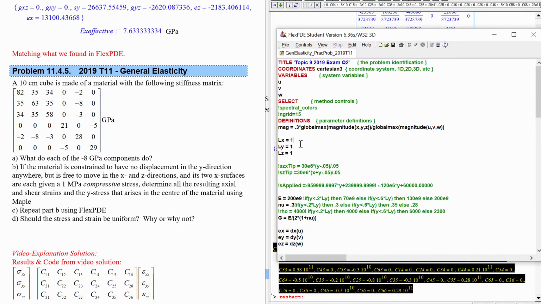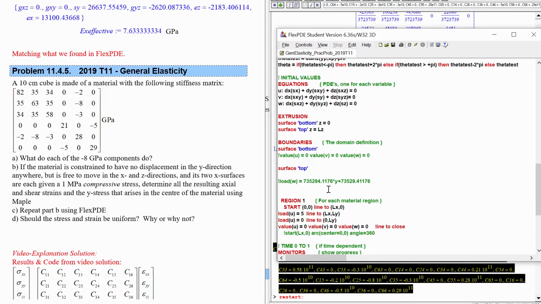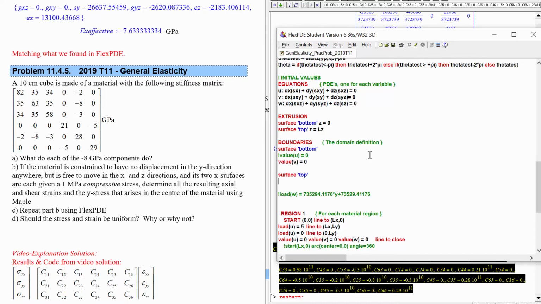Okay, next up, we have the dimensions. It's a 10 centimeter cube. It shouldn't matter for what the strains are, but let's just put it in with the actual size so we can get a picture of what we're looking at here. Next, we have to have that it has no Y displacement anywhere. So on all of the surfaces, on the bottom and the top and the sides and everything, we're going to say value of V is 0. So we'll say value V is 0, value V is 0 there, and that's going to exist across the whole thing. So no displacement in the Y direction.